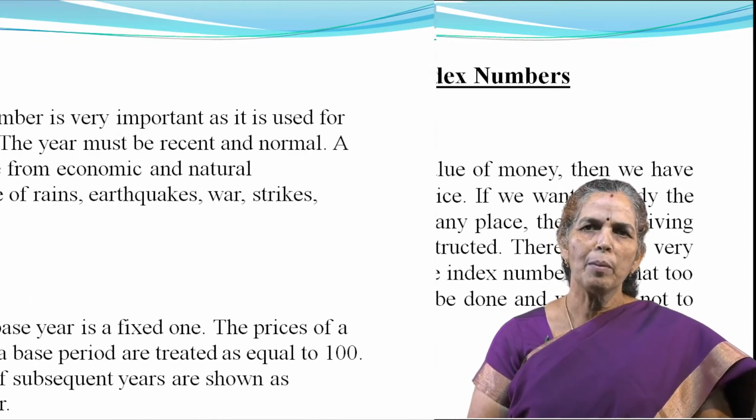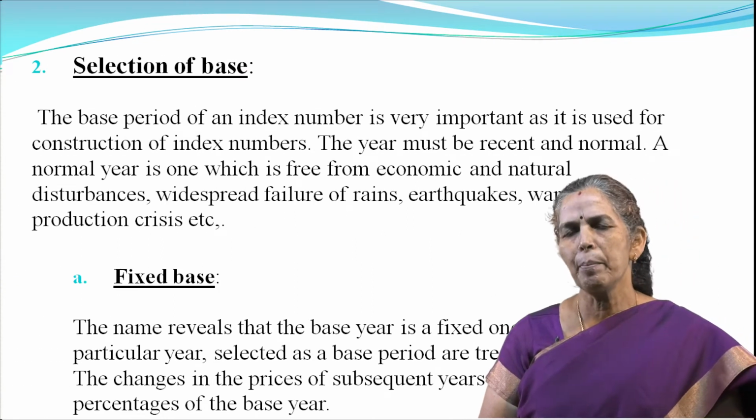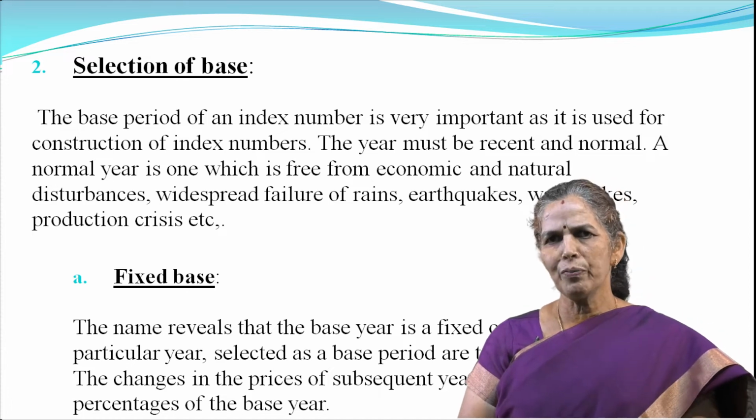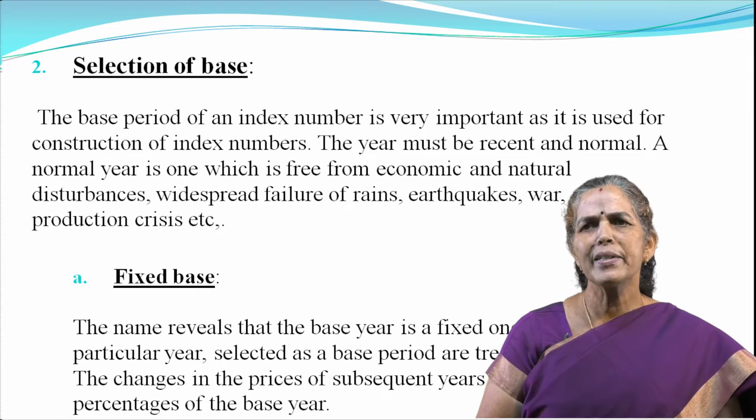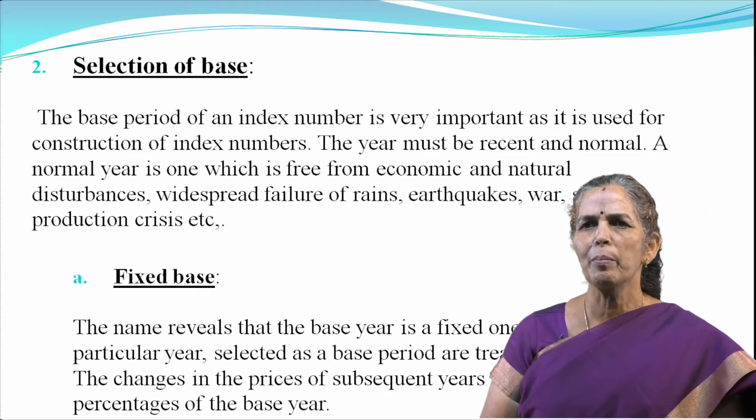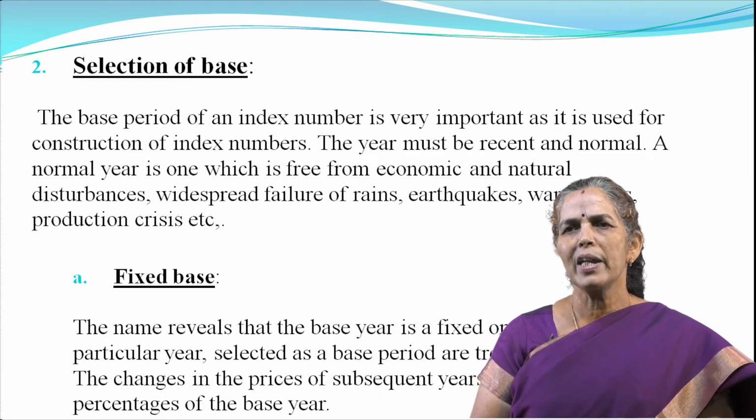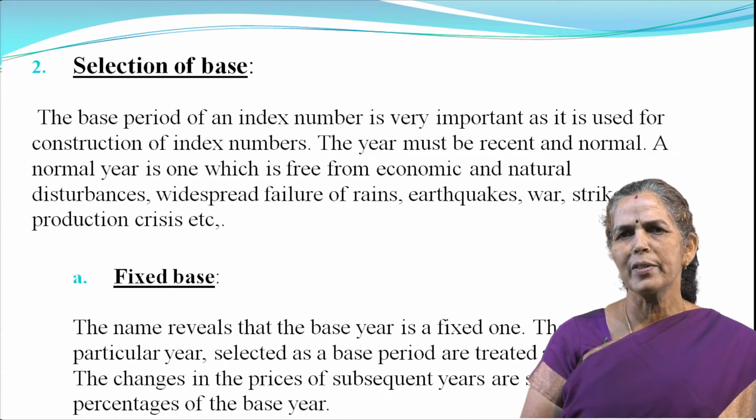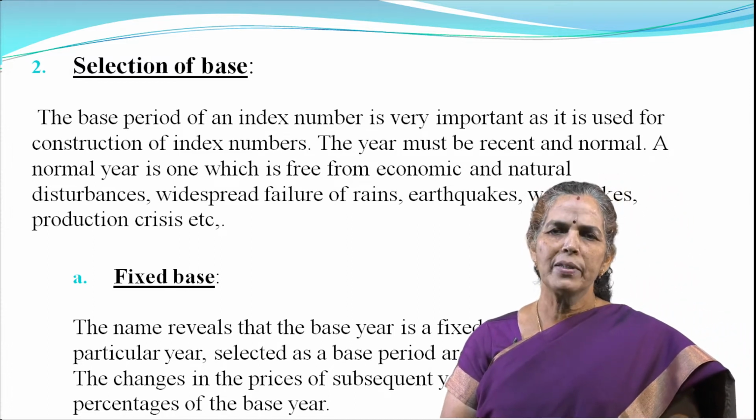Next, selection of base period. The base period of an index number is very important, as it is used for construction of the index number. The year must be recent and normal. A normal year is one which is free from economic and natural disturbance, widespread failure of rains, earthquake, war, strikes, production crisis, etc.